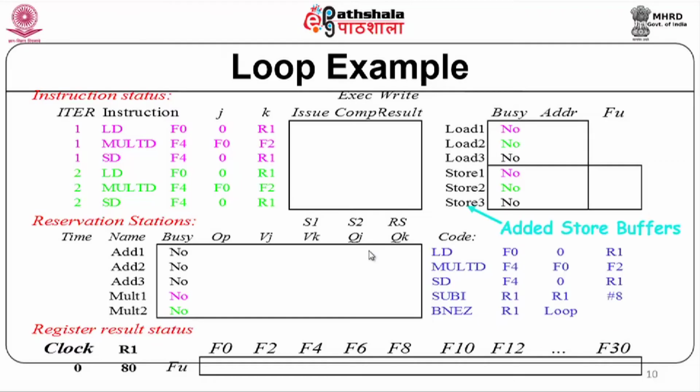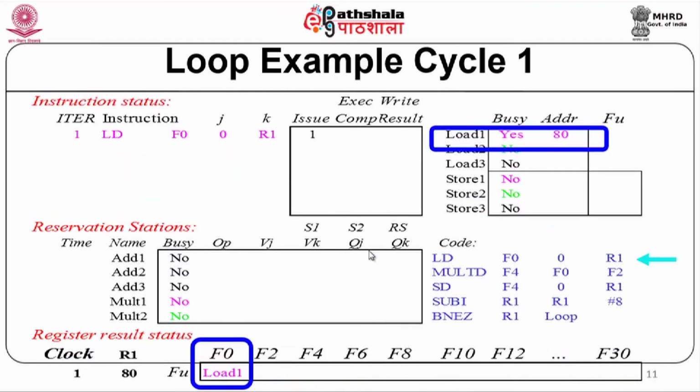So, in the first clock cycle, you have the first load instruction getting issued. As usual, when an instruction gets issued, you have a load buffer entry allocated to that. The load buffer entry status has become busy now, yes. The information needed for your effective address is stored there. It will eventually calculate a value of 80 in the next clock cycle and store it there. And because your load instruction has to write into register F0, the register result status indicates that F0 is to be written by the load 1 instruction. So, those are the things that happen during clock cycle 1.